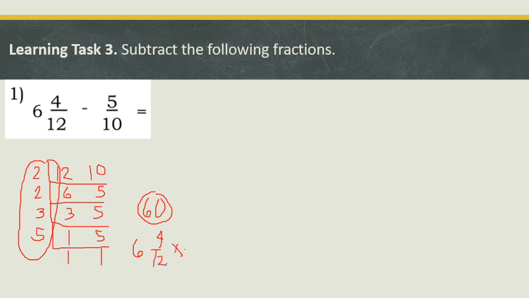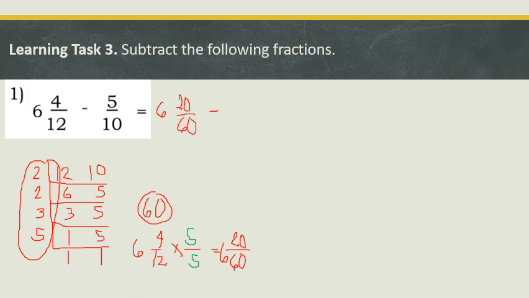So, ano ba ang pwedeng i-multiply sa 12 para maging 60? So, pwede natin siyang i-multiply sa 5. Okay, so kung 5, 4 times 5 is 20. And copyhin lang natin yung whole number. So, yung 6 and 4/12 po ay magiging 6 and 20 over 60.